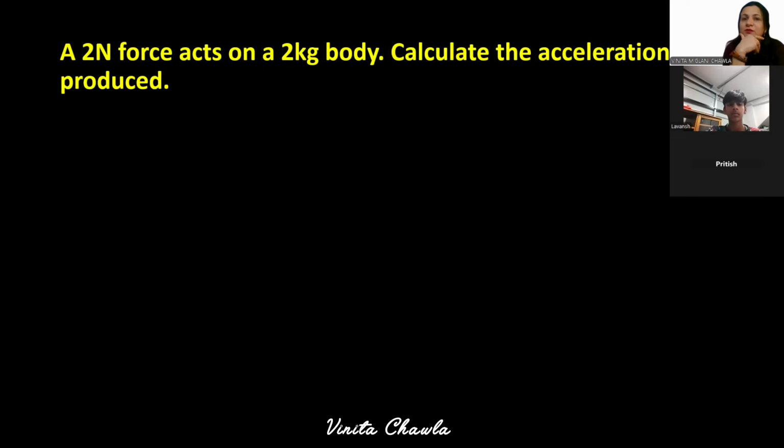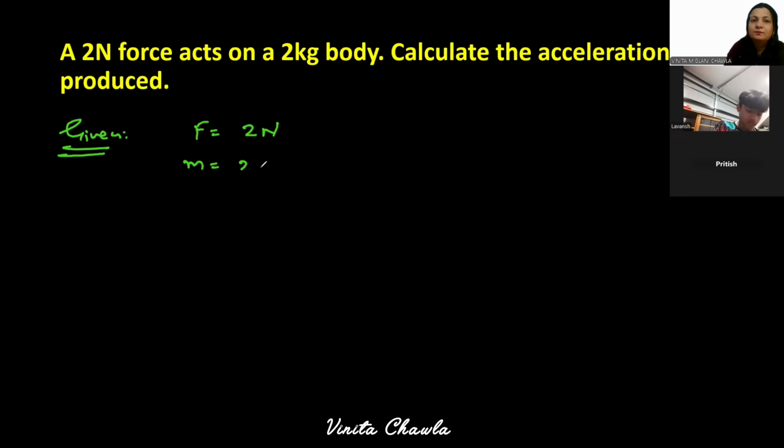Please read the question first. A 2 Newton force acts on a 2 kg body. Calculate the acceleration produced. You can do this. So we need to find the acceleration. First write the quantities which are given to you. Force is given, 2 Newton. Mass is given, 2 kg. You have to find acceleration.